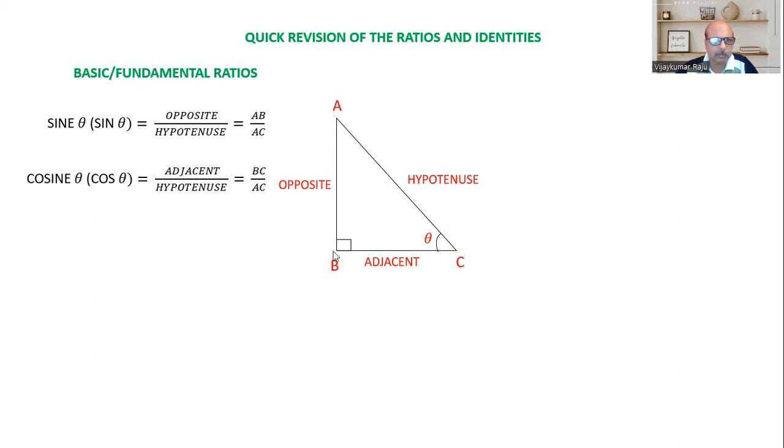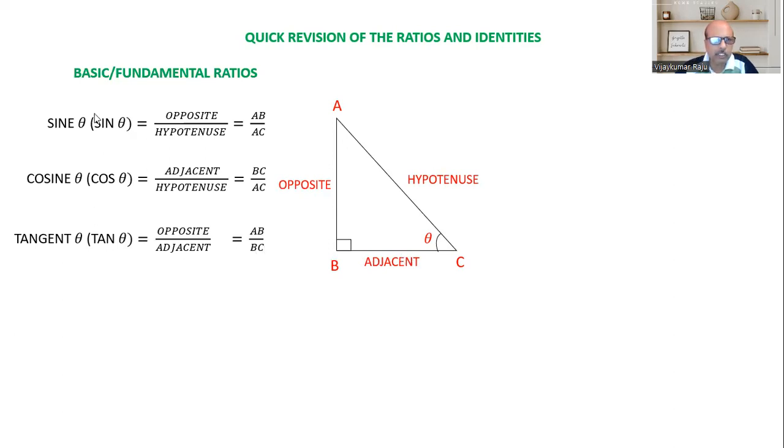Next is cosine, cos theta. It is adjacent upon hypotenuse. Adjacent is BC, hypotenuse is AC. Third one, tangent theta or tan theta, is opposite by adjacent. Opposite is AB, adjacent is BC.